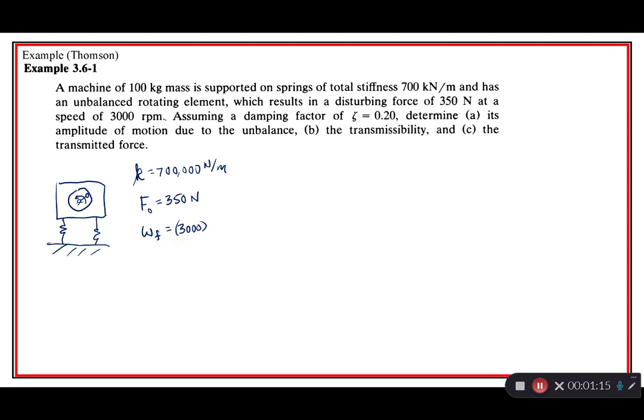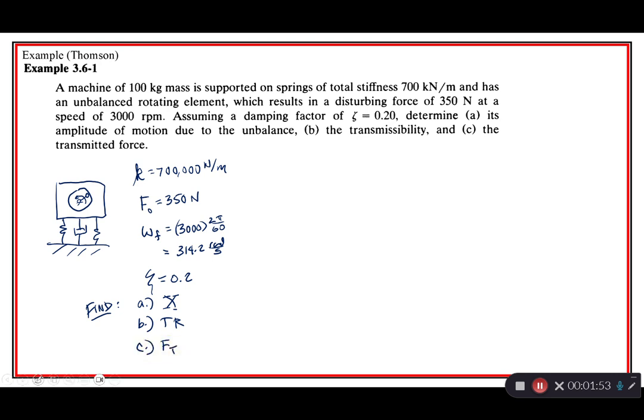But they have a 3,000 RPM, which we know is going to be 2 pi over 60. It's going to be equal to 314.2 radians per second. Assuming they have a damping factor, so there must be dampers in here, of 0.2, we want to find the amplitude of the motion due to the unbalance, the transmissibility, and then the transmitted force.